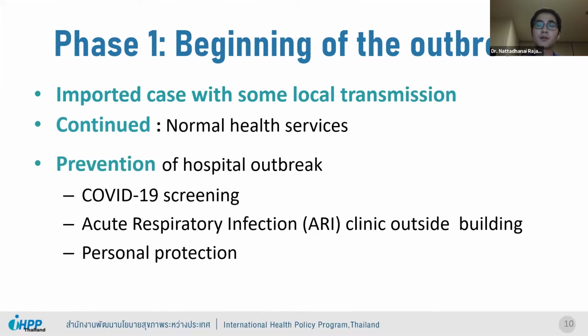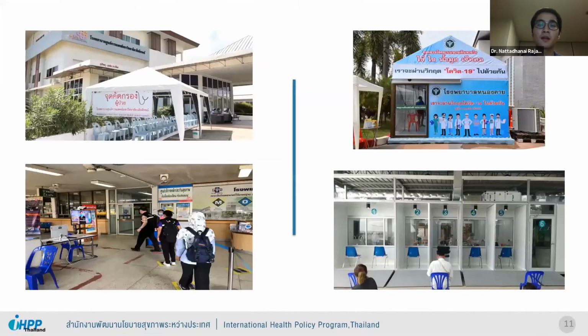COVID-19 symptom screening was set up at the point of entry, and an acute respiratory infection clinic was set up outside the main building. And we also ensure that everyone, both healthcare workers and patients, has good personal protection. On the left is COVID symptom screening at the point of entry. Everyone will be asked screening questions and walk through a thermal scan before entering the hospital. On the right is a picture of the newly set up ARI clinic outside the main building.